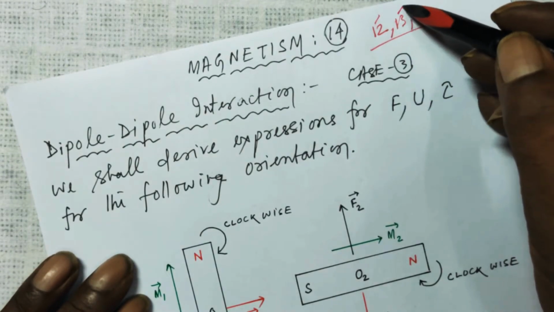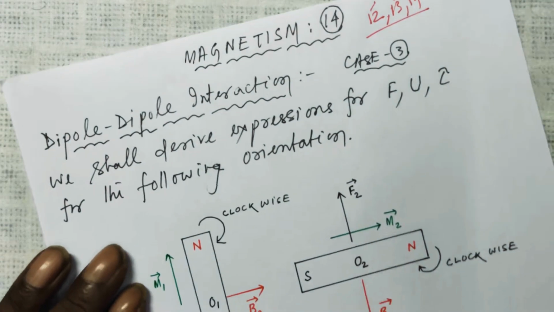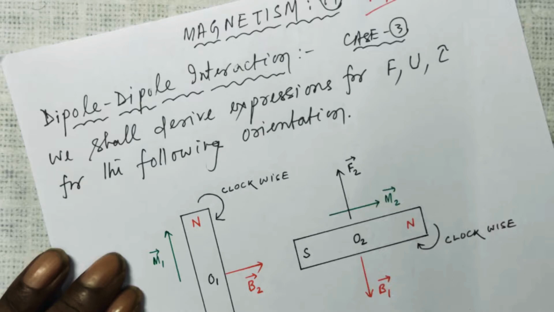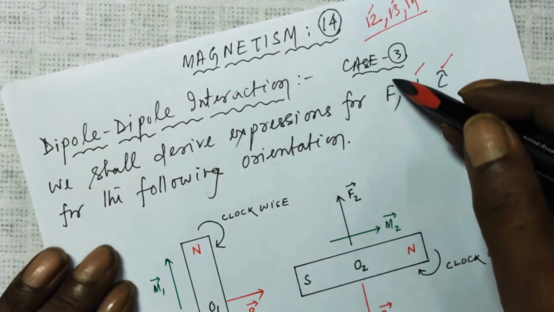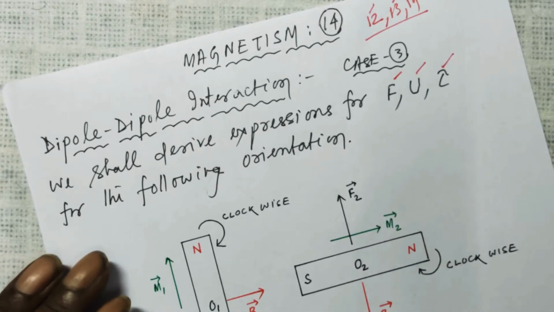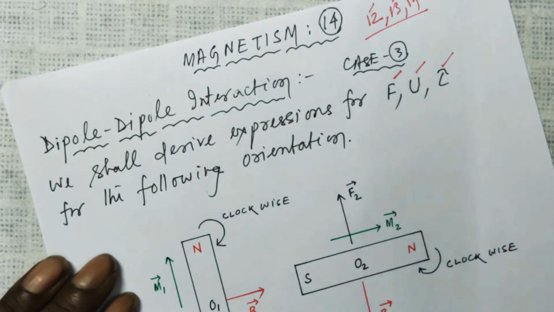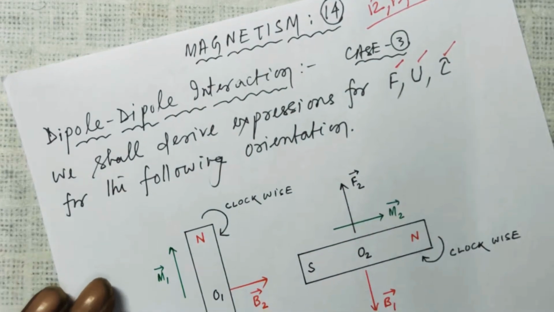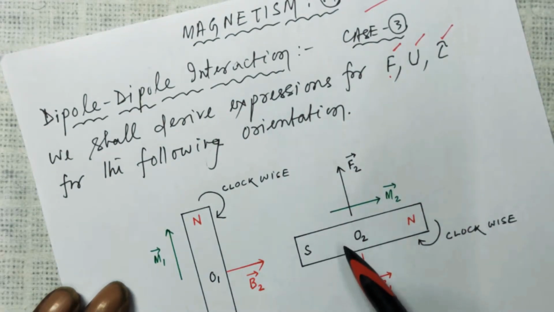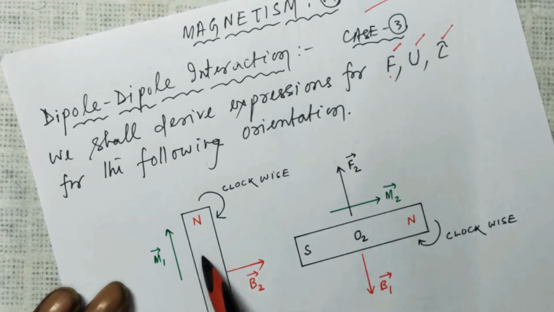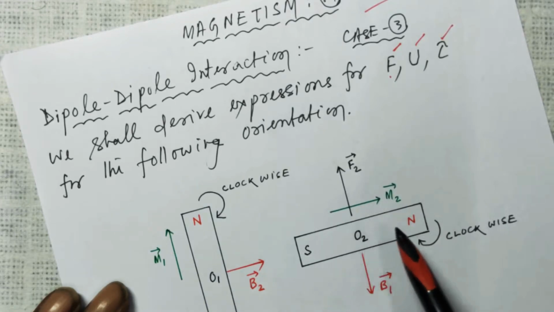In 12 and 13, for two different orientations of two short bar magnets, I had derived the expressions for torque, energy and force, and this is the third case, magnetism 14, case 3. Dipole-dipole interaction: we shall derive the expression for the force experienced by one magnet due to the second magnet, or force experienced by the second magnet due to the first.